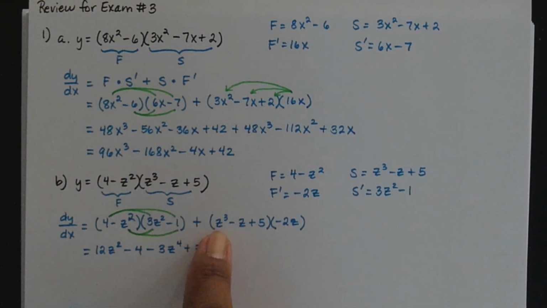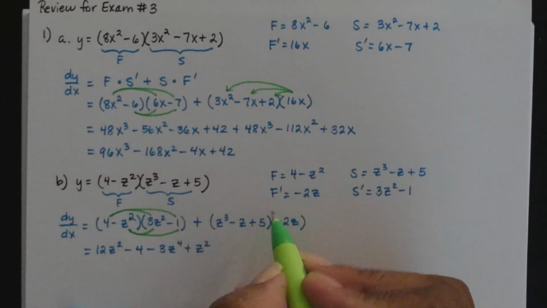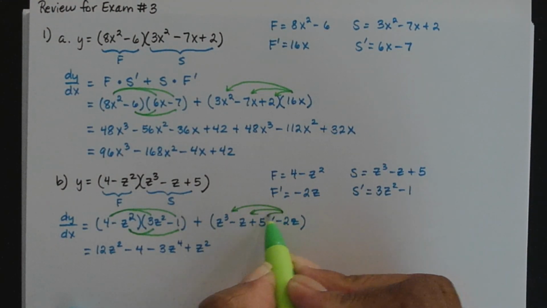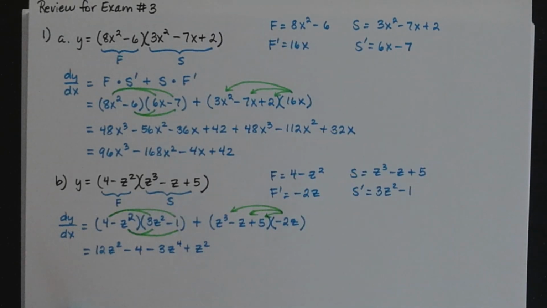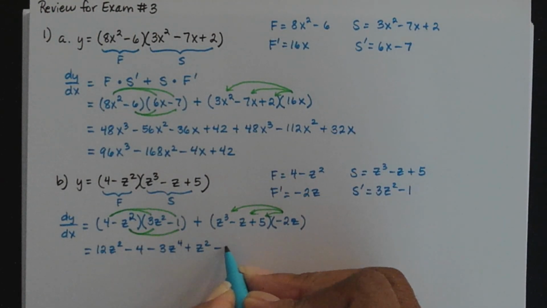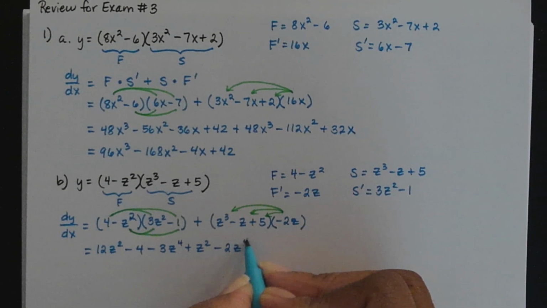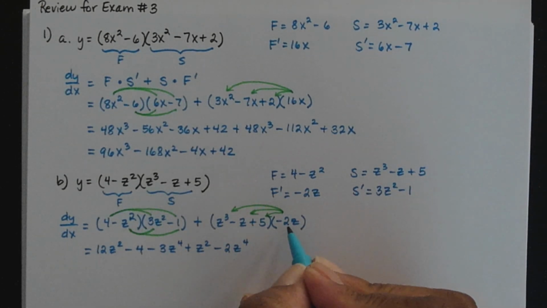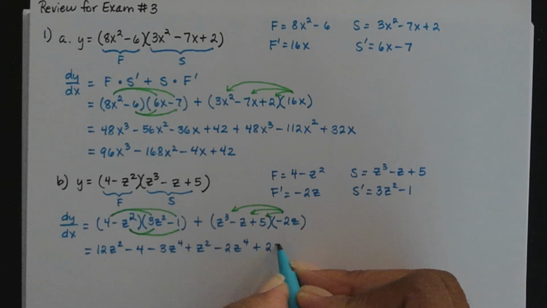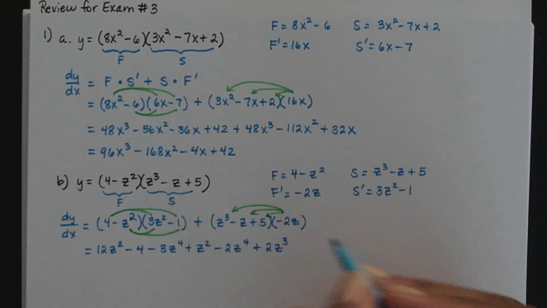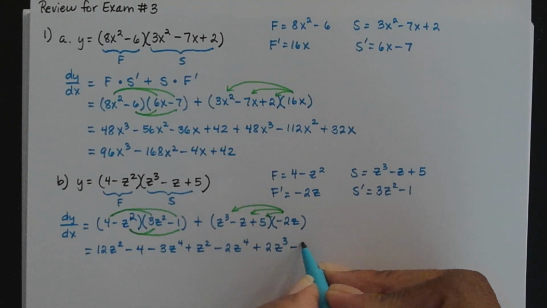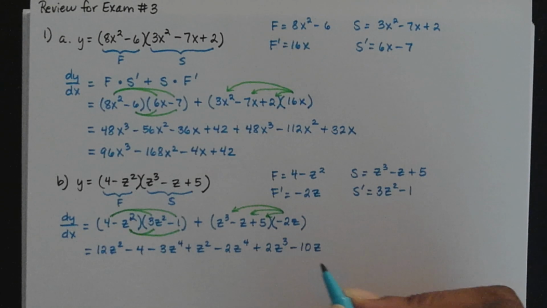And then I'm going to do minus 2z times everything inside the parentheses here. Distribute that minus 2z. So minus 2z times z cubed, I know that's going to be a minus 2z to the fourth. Then minus 2z times the minus z, that's going to be a plus 2z to the third. Then minus 2z times the 5. That'd be minus 10z.